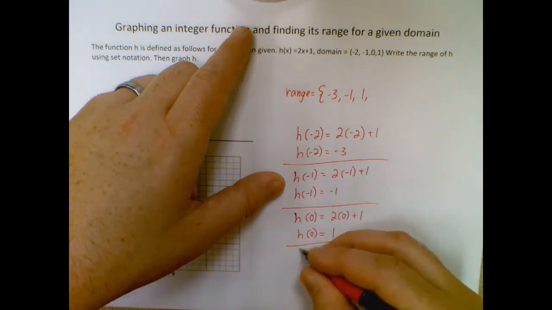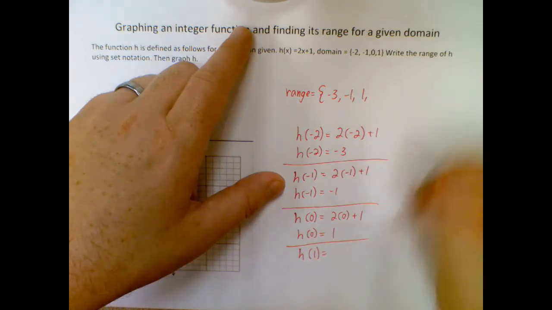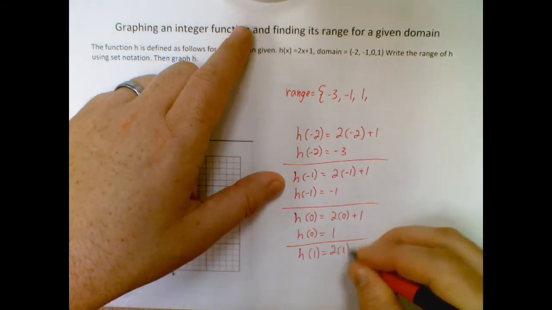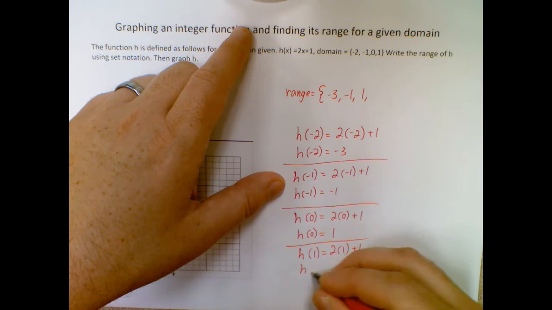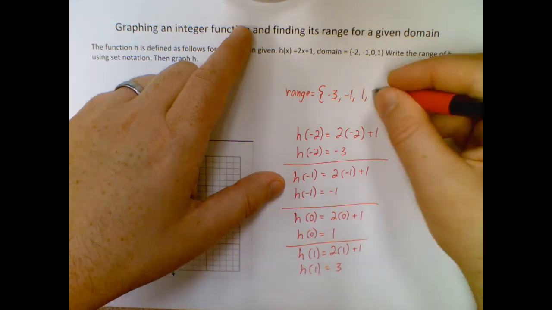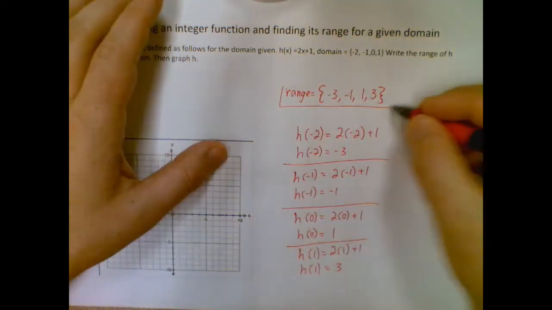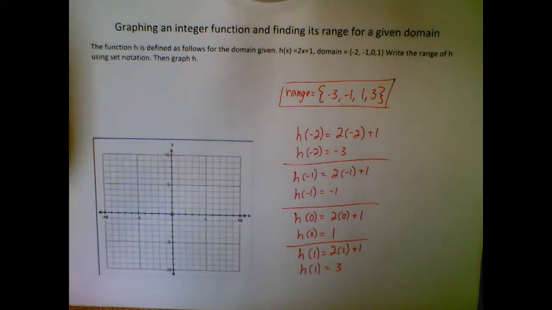And last but not least, h of 1, the last number in my domain there, 2 times 1 plus 1, 2 plus 1 is 3. Close the brace, and that is my range, which is the first part of my answer.